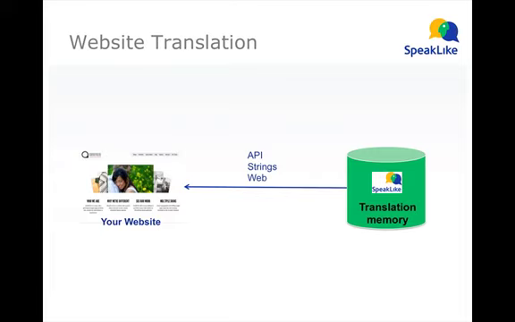SpeakLike offers an API that allows you to fully automate the process, but also a very convenient way is the strings product that allows you to upload your local language files and download the final translations of these language files, and then you can simply place them in your translation folder. Last but not least, there's also a web portal available to you that gives you the ability to go in and copy translations and paste them into your website.